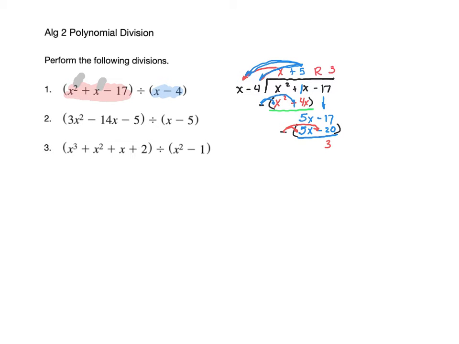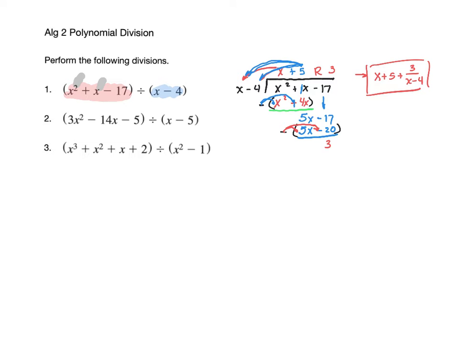Now the way that we generally write this is we would write that this is equal to x plus 5 plus our remainder over our divisor, x minus 4. Okay, so that is a long division problem. And that remainder, that 3, is going to be important to us later on. Let me walk you through another one so you can see it, and everybody, these just take practice.